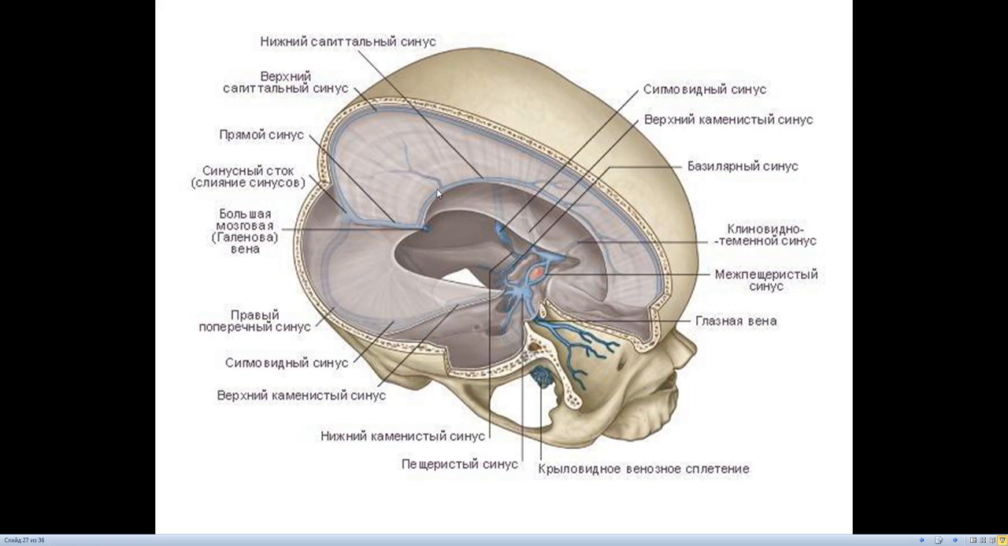Falx cerebelli divides the hemispheres of the cerebellum. And the tentorium cerebelli divides the brain, or cerebrum, from the cerebellum, and is attached posteriorly to the transverse groove.